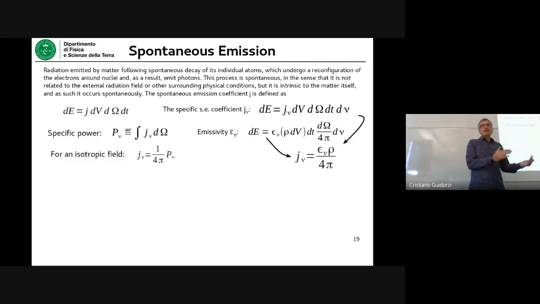4 pi just reminds you that one of the two quantities, on one side J nu, and on the other side the emissivity, one is defined per unit solid angle, the other is not. So 4 pi is just reminiscent of that.